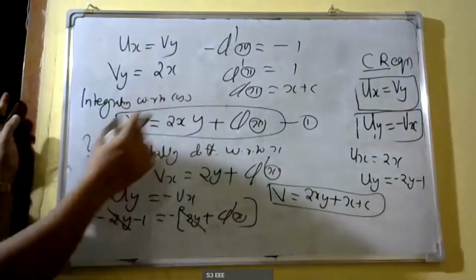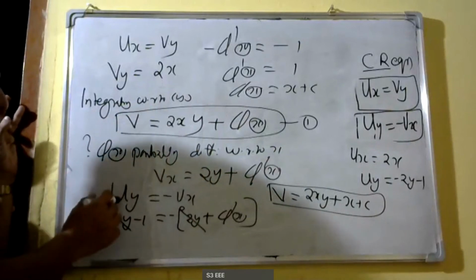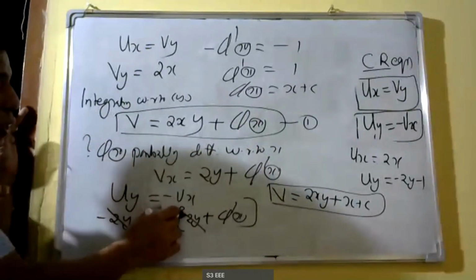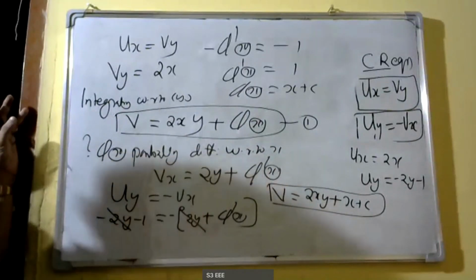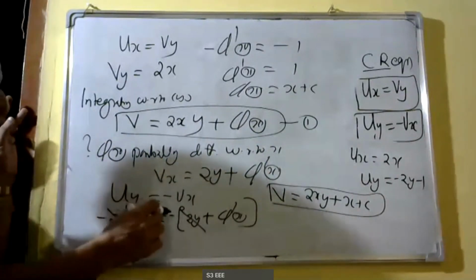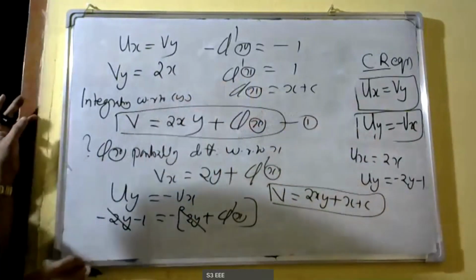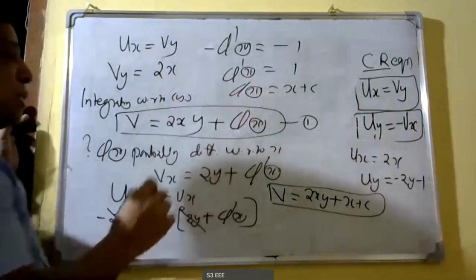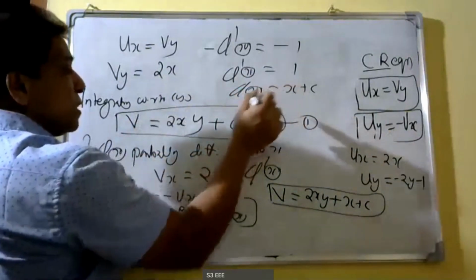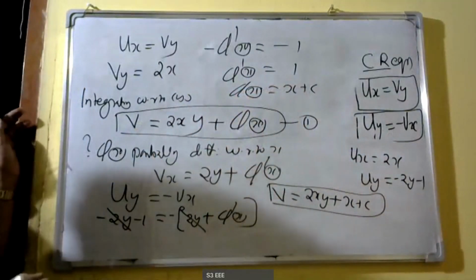Then we take the second Cauchy-Riemann equation, uy equal to minus vx. We know uy is minus 2y minus 1, and vx is equal to 2y plus phi dash x. Then the common term, minus 2y, cancels. Therefore, minus phi dash x is equal to minus 1, that is, phi dash x is equal to 1. When we integrate this, phi of x equal to x plus c. Therefore, our harmonic conjugate, substituting the value of phi of x in equation 1, we get v equal to 2xy plus x plus c.